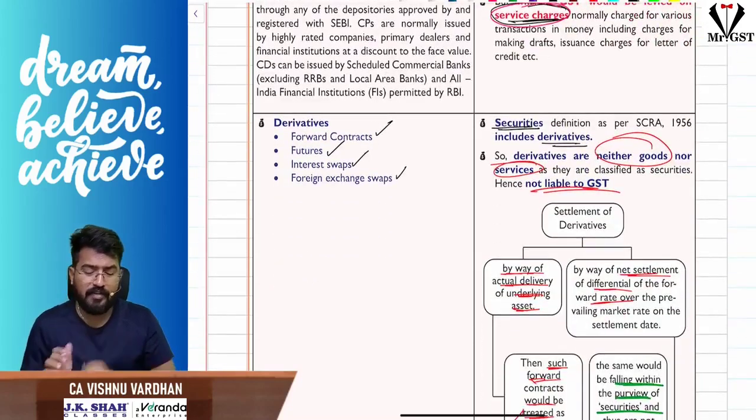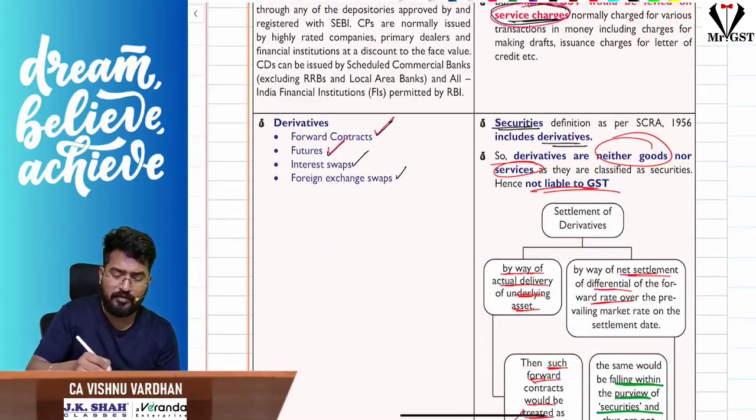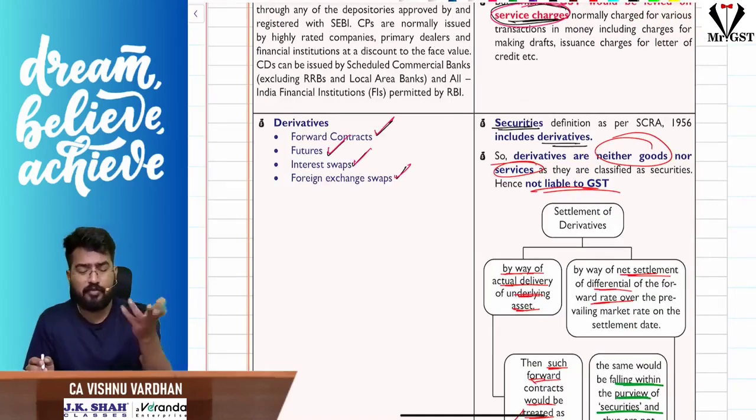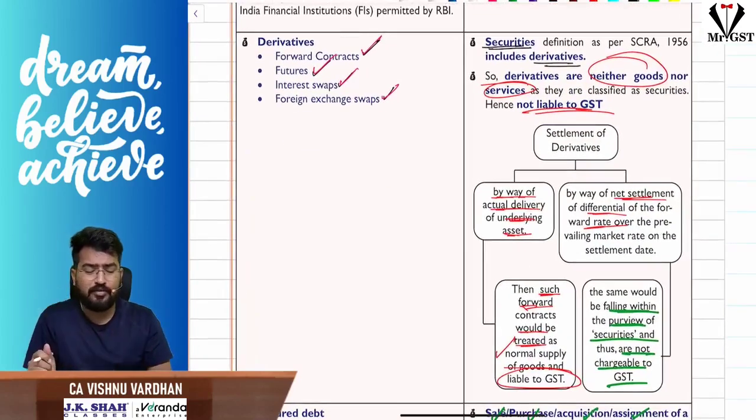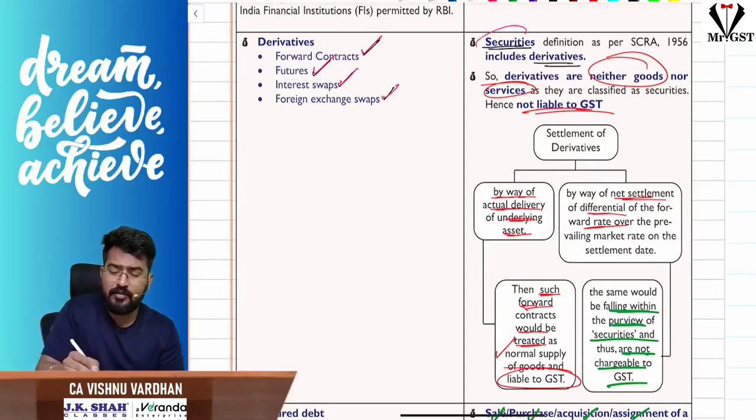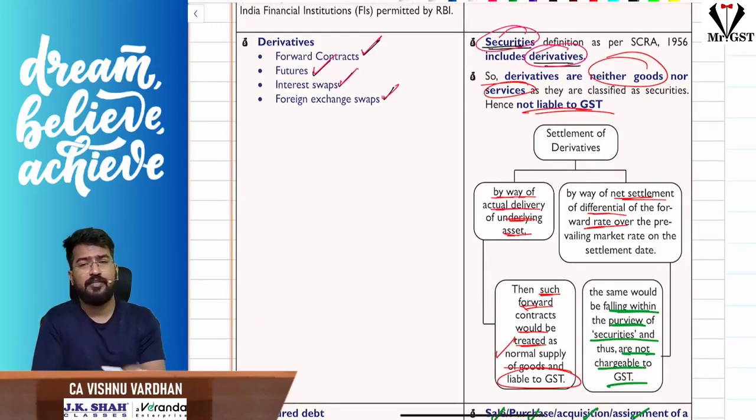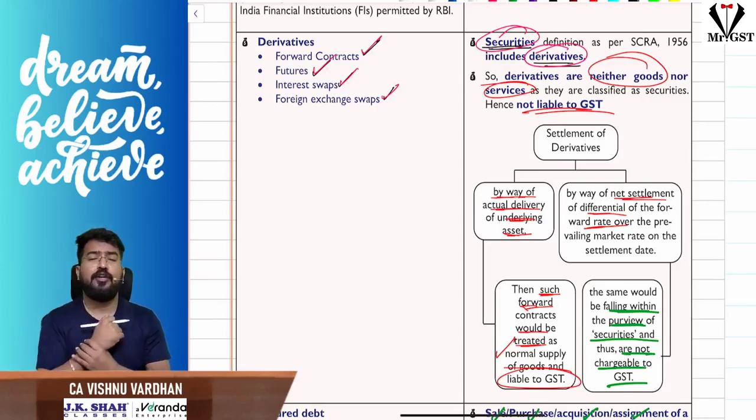Sir, what about derivatives? Derivatives like forward contracts, futures, interest swaps, foreign exchange swaps, all that. Sir, whether it is supply or not? For that we should understand that securities include derivatives. Securities include derivatives, so derivatives are neither goods nor services, hence not liable to GST.